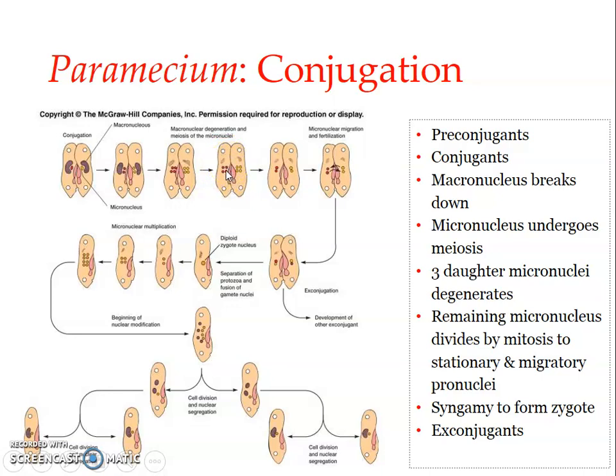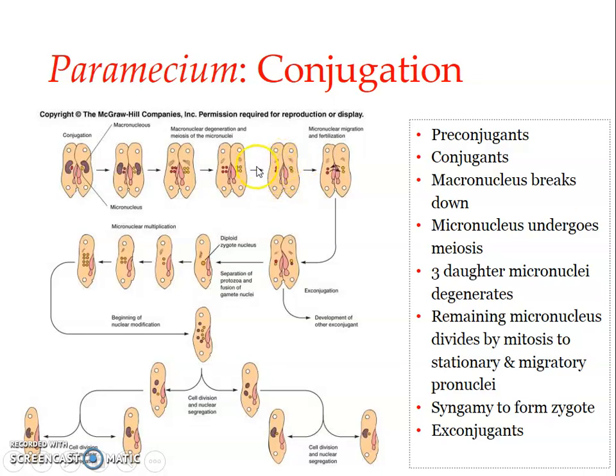The remaining micronucleus undergoes mitosis and results in the formation of 2 pronuclei. These 2 pronuclei are unequal in size, and the larger one is referred to as the stationary pronucleus, and the smaller one is known as the migratory pronucleus.